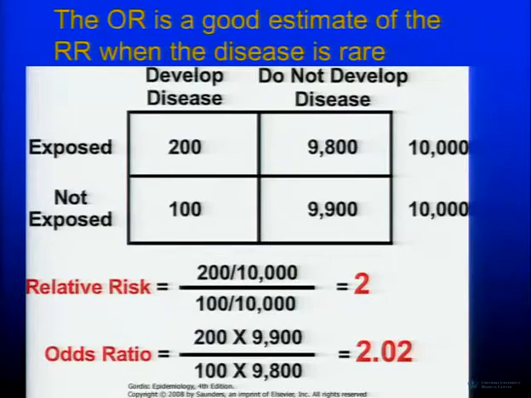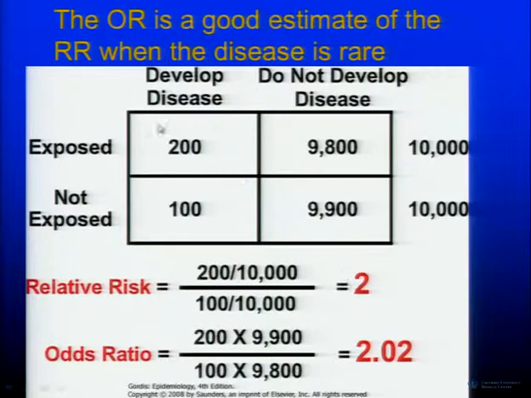All right, so remember, when a disease is rare, the odds ratio is in fact a good estimate of the relative risk. So in this example, only 300 out of 20,000 people got disease. So that's rare. People always ask me, well, what's rare? Things like cancer are rare. It's not like a 50-50 chance of getting disease. It's only 300 out of 20,000.